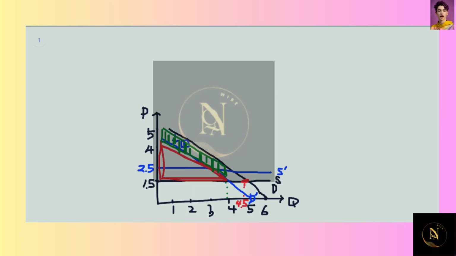So we can say that based on this analysis, we would support the mayor's policy, because with this tax, we can end up having the efficient amount of quantity, which is this point.